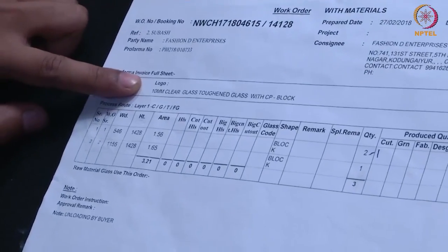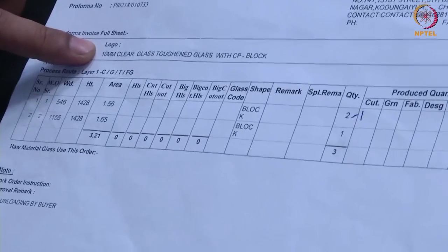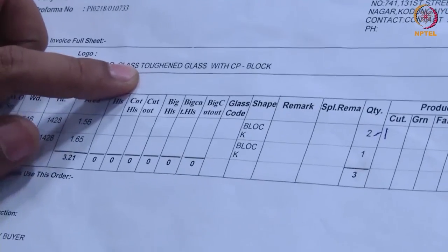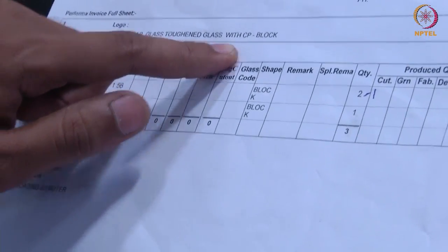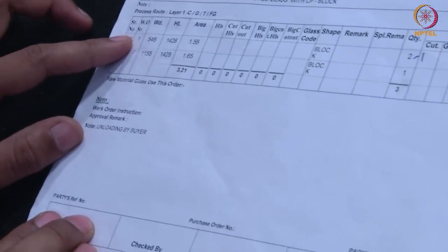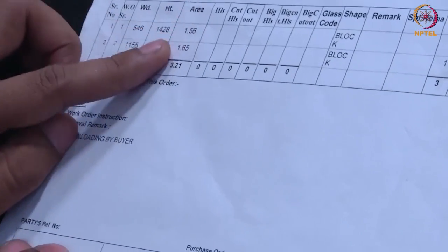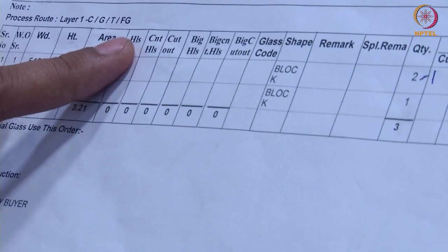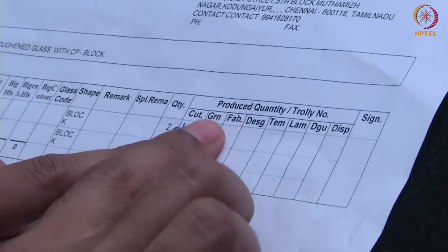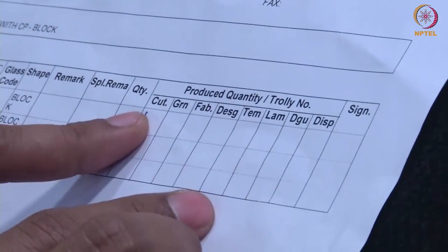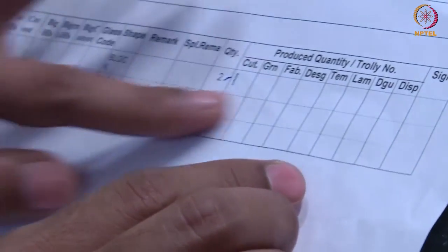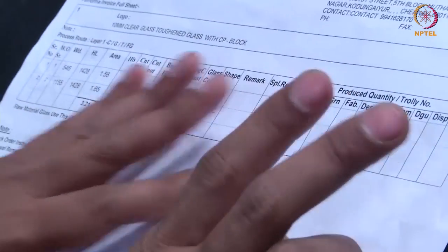If you see, this is the specification of the glass, which describes that the thickness of the glass is 10 mm, and the type of glass is clear glass, and during the process it has to be toughened, and the type of edge grinding is CP, and it is a rectangular glass. In this particular order, you can see the width and height are given, and the area in square meters is given here. If the glass has holes or cutouts, that will be mentioned here, and the shape is rectangular, and the quantity is 2. During the process, this is the route card. You can say cutting, grinding, fabrication, design, tempering, lamination, DGU and dispatch. So through this process, the glass is going to get ready for dispatch.